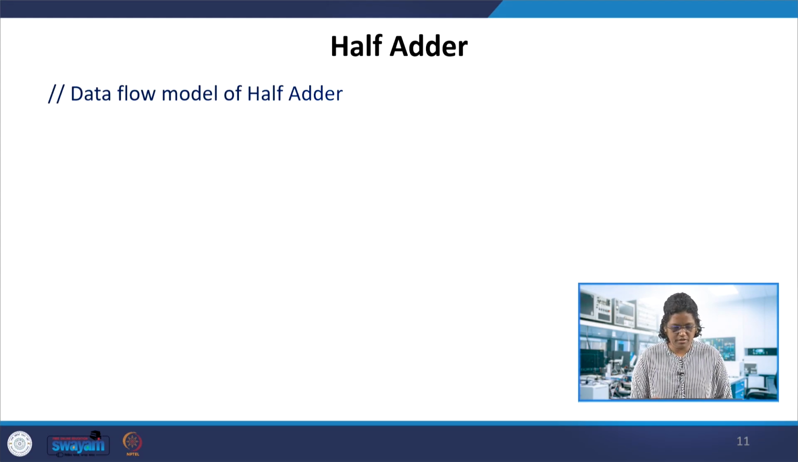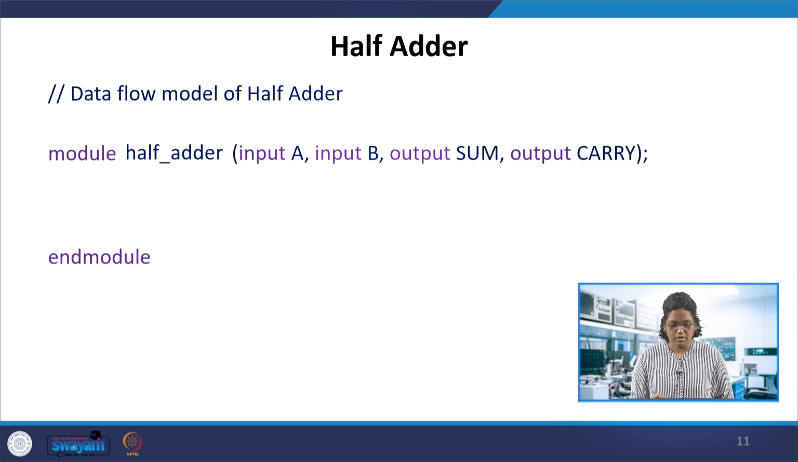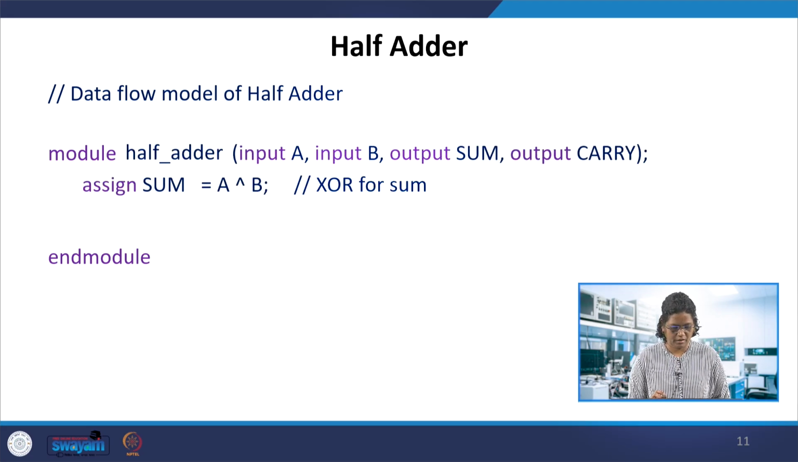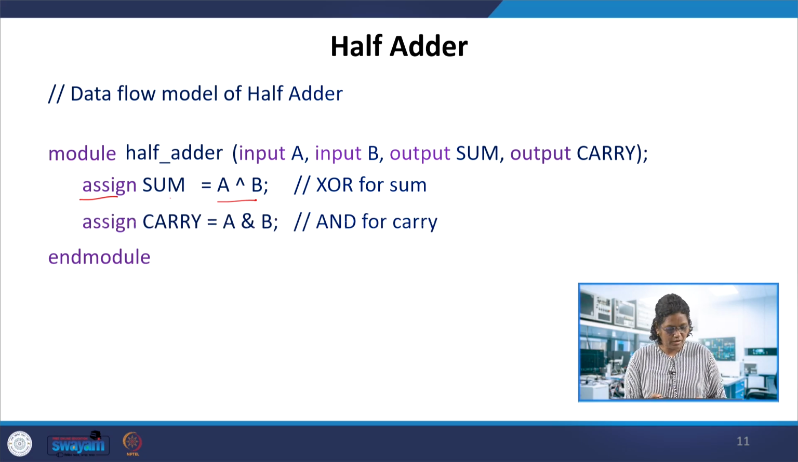So this is the half adder, and then we have the module and the declarations, and this is the data flow model. In the data flow model, we use the assign keyword: assign sum = A XOR B; the semicolon ends it. So we are not calling or instantiating the XOR gate as in the case of the structural model. Here, assign carry = A AND B. So the AND for carry. These are bitwise operations anyway.